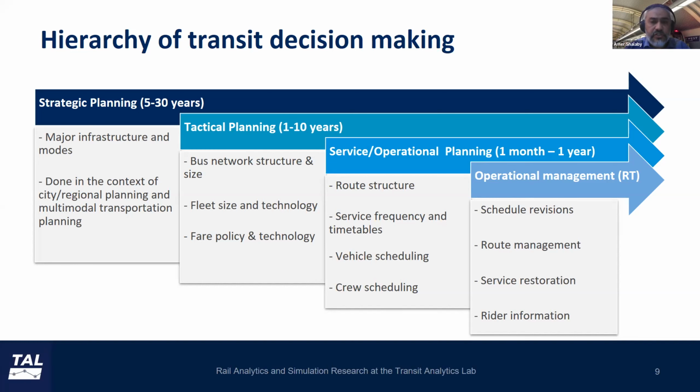The next level is shorter term, 1 month to 1 year, which is concerned with designing route structure, service frequency and timetable setting, vehicle scheduling, crew scheduling. Then the shortest time frame is operational management, which is usually in real time, or the day of. So schedule revisions, route management, service restoration, and rider information. So we try to develop analytics that inform the decision making at those levels, although most recently our focus has been on service and operational planning as well as operational management. But we've also done some work in the realm of tactical planning and strategic planning.